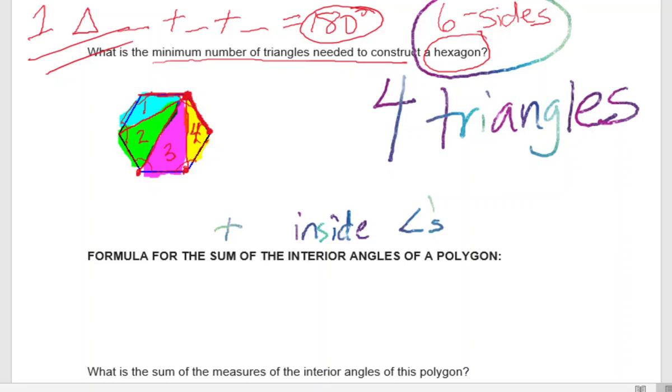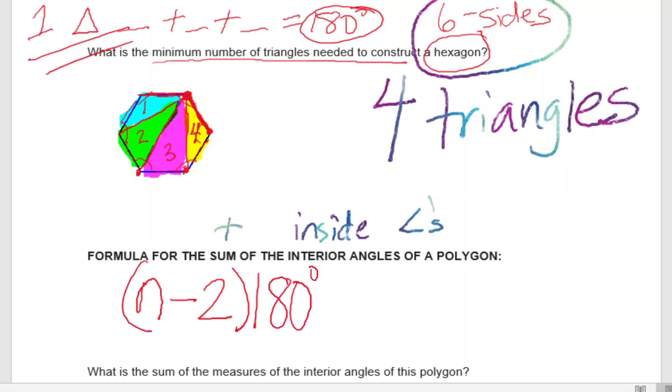And like we said, no matter the number of sides, so if we let n represent the number of sides, we need to take away 2 from n and then multiply by 180 degrees to get the sum of the interior angles of a polygon. So n minus 2 represents how many triangles can be constructed.